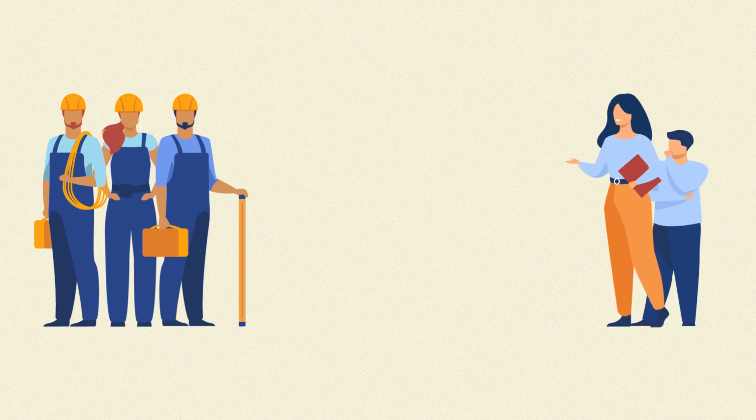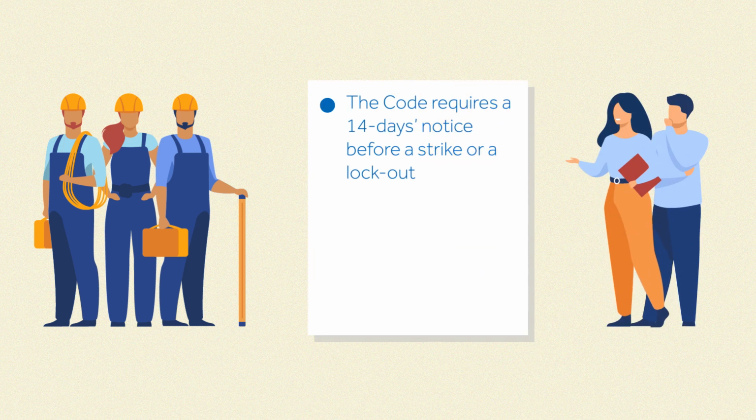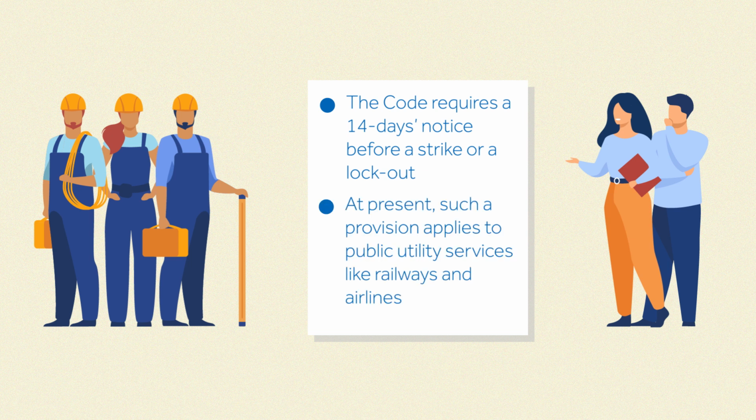Under the code, both parties, that is, the employer and the employee, must give a prior notice of 14 days before a strike or a lockout. This criteria at present is only for public utility services such as airlines and railways under the Industrial Disputes Act 1947. The code extends it to all establishments which may impact the workers' right to strike.